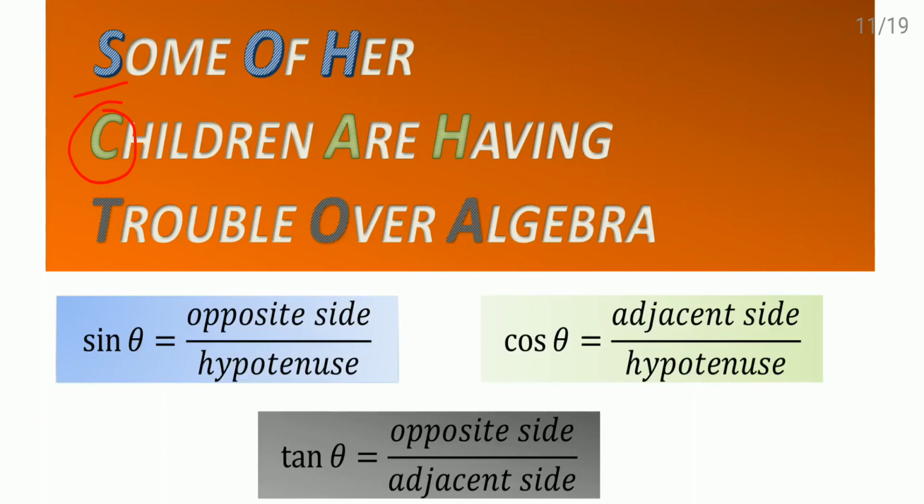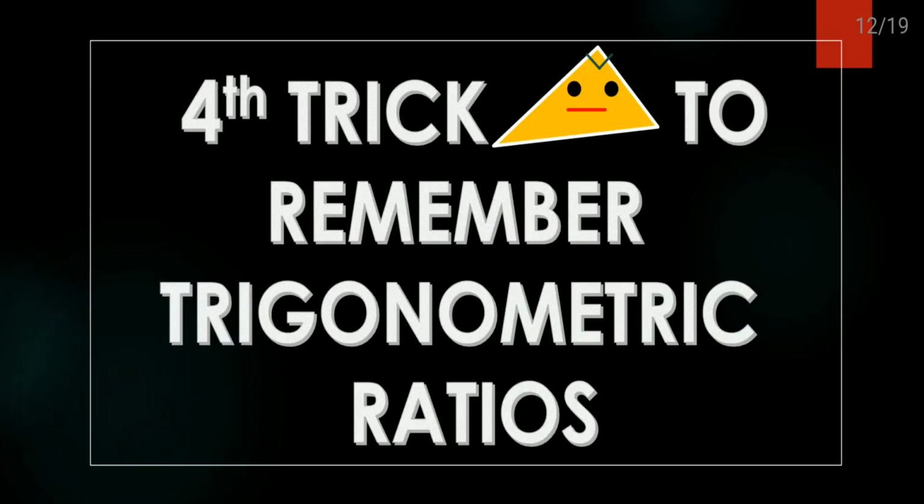See here, S is sine, which is equal to opposite by hypotenuse. Then this one, cos, is equal to adjacent by hypotenuse. And here, tan is equal to opposite by adjacent. So instead of the previous statement, if you like this statement, you can remember this one. Some of her children are having trouble over algebra. Come to the next trick.